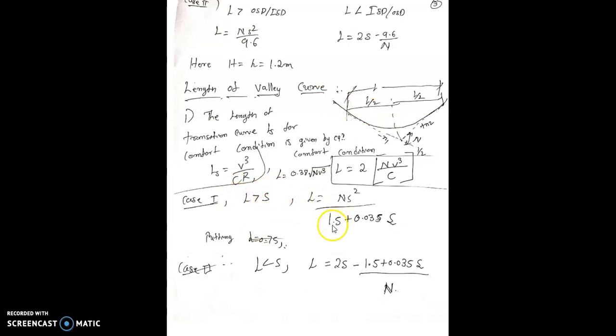L is equal to N S square divided by 1.5 plus 0.035 S, if L is greater than the sight distance, or if L is smaller than the sight distance, L is equal to 2S minus (1.5 plus 0.035 S) divided by N. This is again I am telling, we have to assume the condition. The conditions may not be given in your problems.